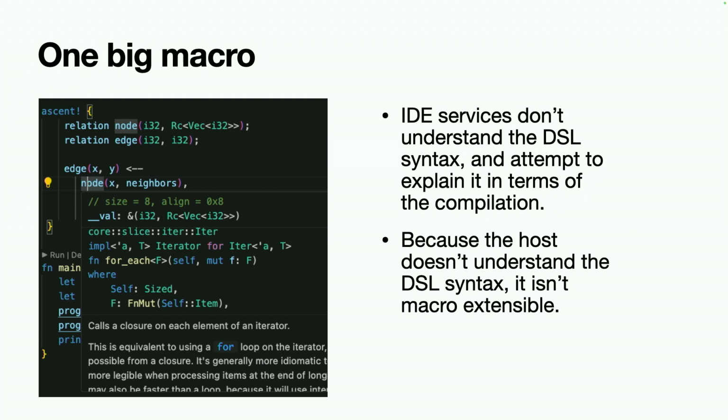So here I'm trying to use IDE services for this Ascent language. And so I'm hovering over Node here in VS Code with the Rust Analyzer extension. And what I would hope it would tell me is that, OK, well, Node is a relation that you defined up there, and maybe something about the type of the node relation, things like that. And what I, in fact, see is something about for each loops and iterators, right? Which is not anything that's in the surface syntax of the DSL at all, right?